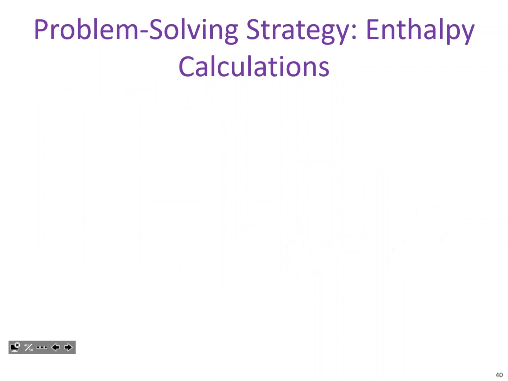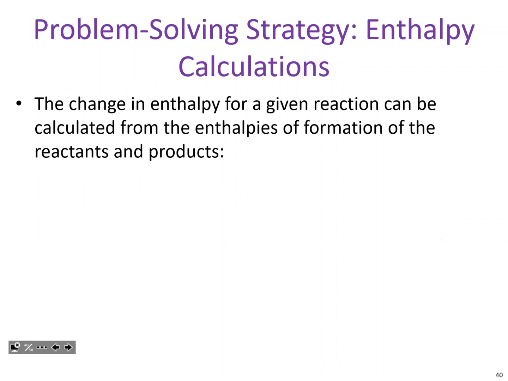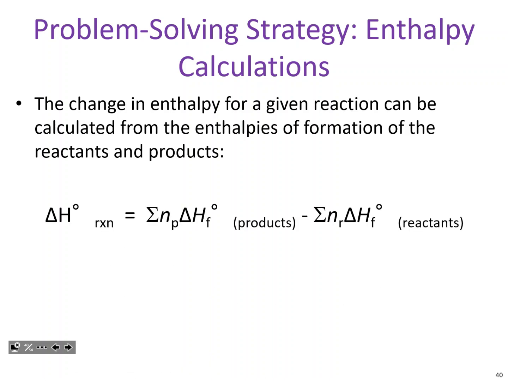All right, now enthalpy calculations. Change in enthalpy for a reaction can be calculated from the enthalpies of formation of the reactants and products. Now, this is the complex one, like I said, that's on your formula sheet. But because I require you to write out the formula before you substitute, that's very cumbersome to write. So I think you should just stick to the sum of delta H of formation of the products minus the sum of delta H of formation of the reactants.